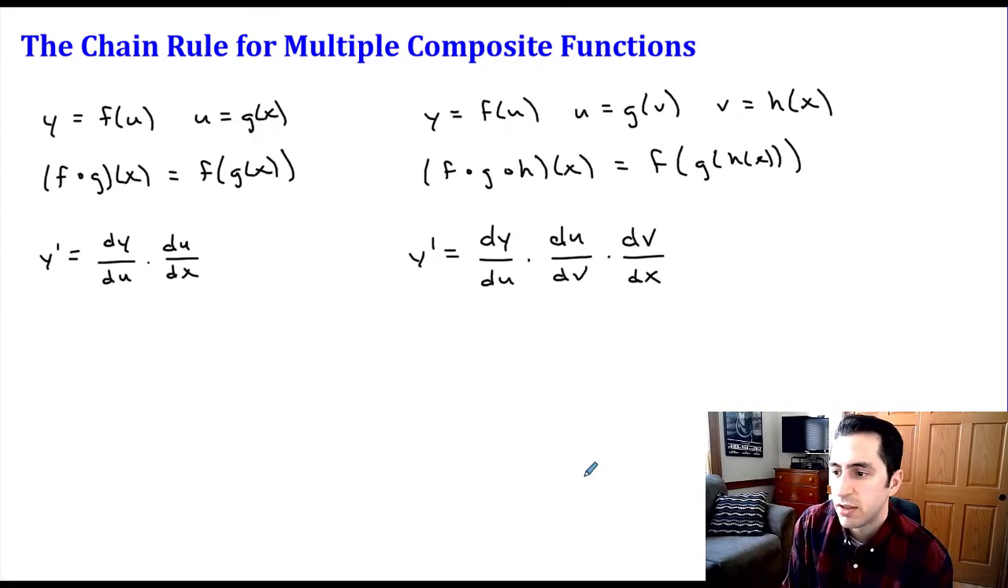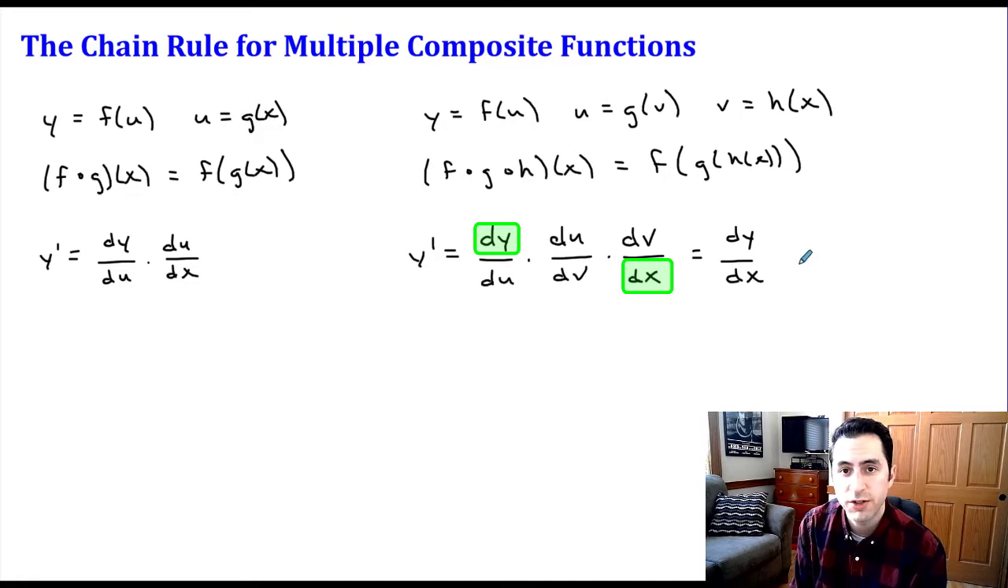If I take a look at my notation here, this is written in Leibniz notation, and we have a du in the numerator here and a du in the denominator here. So those cancel out and they simplify. Same thing, we have a dv over dv, which will simplify. And if we do that, we're left with dy over dx, which is our notation representing the derivative.